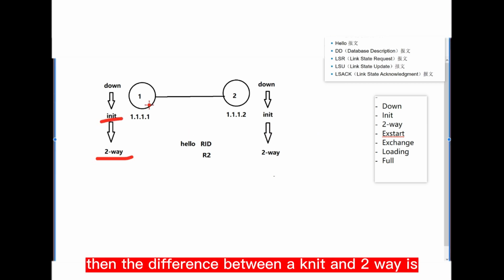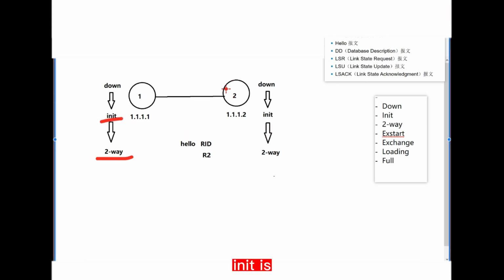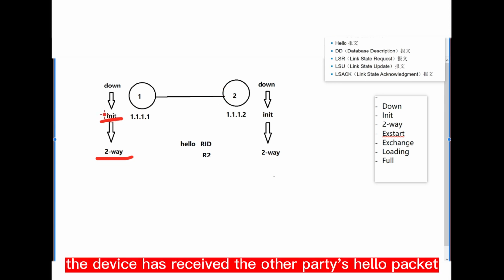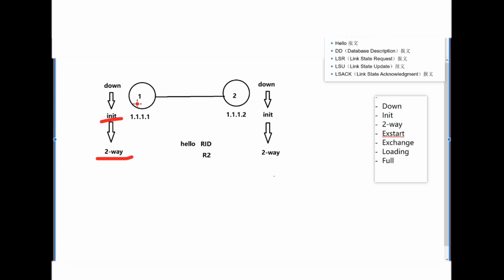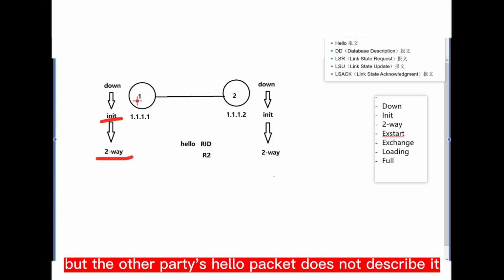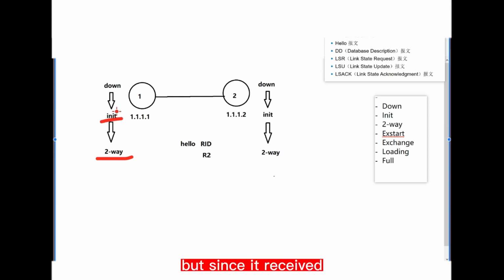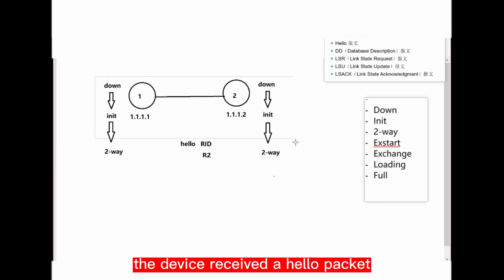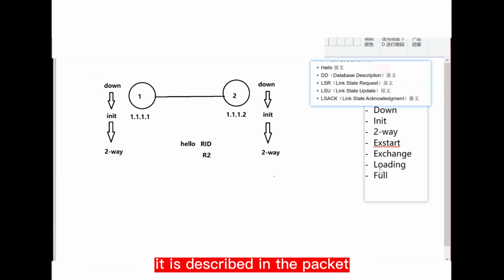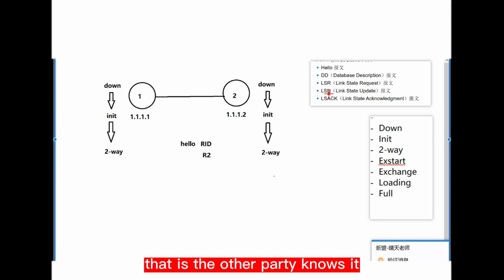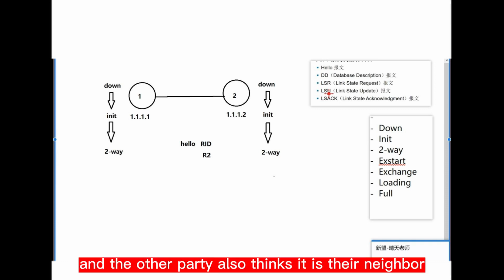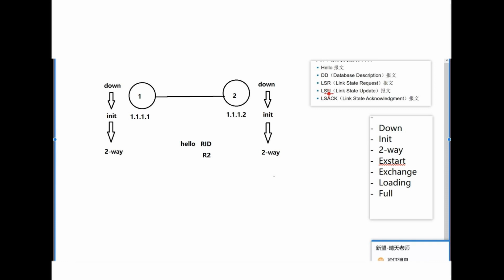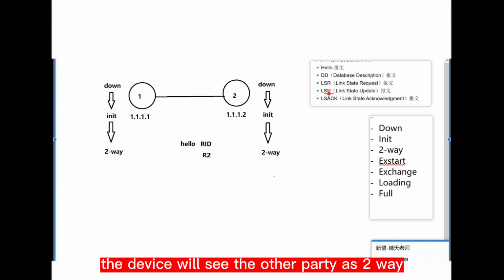Then the difference between init and two-way is this. Init is when the device has received the other party's hello packet, but the other party's hello packet does not describe it. But since it received one, it thinks it is init. Then at some point, the device receives a hello packet in which it is described. That is, the other party knows it, and the other party also thinks it is their neighbor. After receiving, the device will see the other party as two-way.